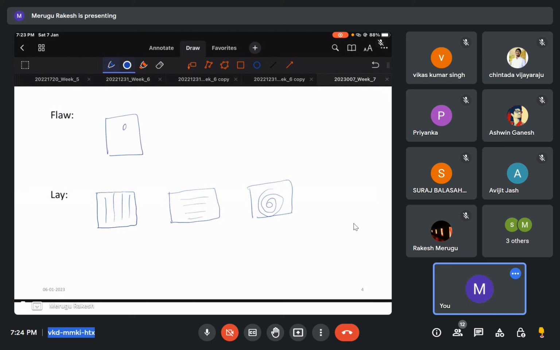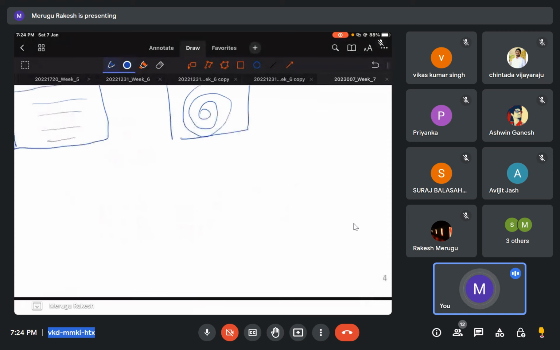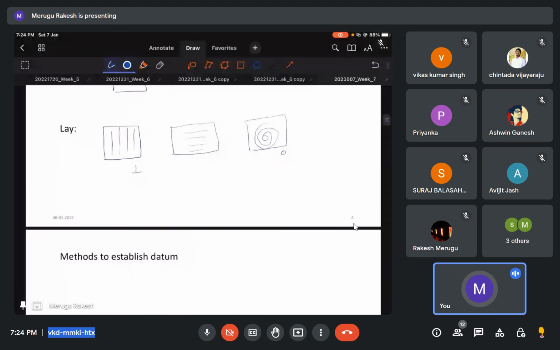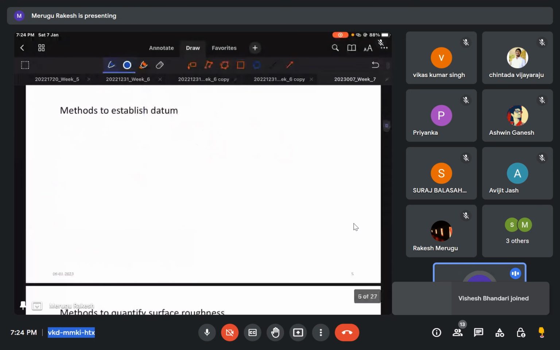Okay, so we have certain notations for denoting this lay, as I am writing here. I just wrote two notations for these lay marks. I will write more when I am explaining these symbols. There is some surface finish texture that you want to know. So when I am explaining that, I will explain these marks also.